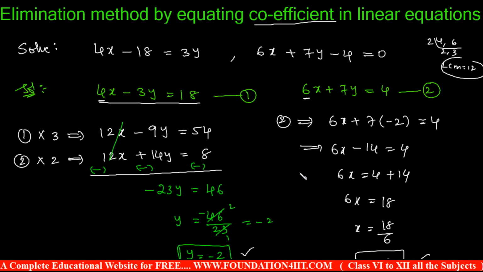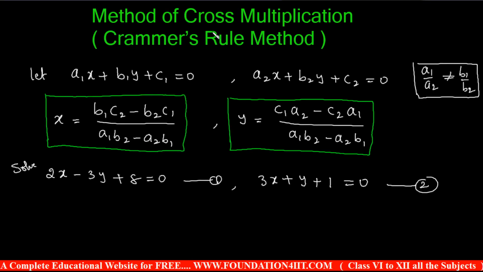Next we have the cross multiplication method. This is Cramer's rule. That method also I'll explain now. So this is the cross multiplication method, or we can call it Cramer's rule method. By this method also we can find the solution for any system of linear equations. Here is the formula, I just wrote it already. These are the two linear equations, a1x plus b1y plus c1 is equal to 0, and another one is a2x plus b2y plus c2 is equal to 0. The condition is a1 by a2 should not be equal to b1 by b2. Then only we can use this method.